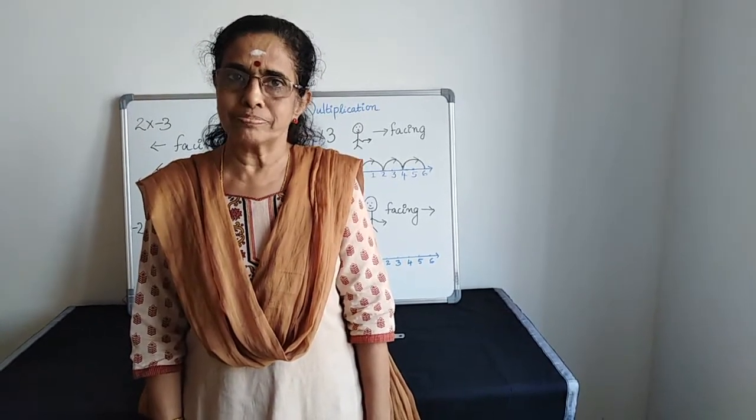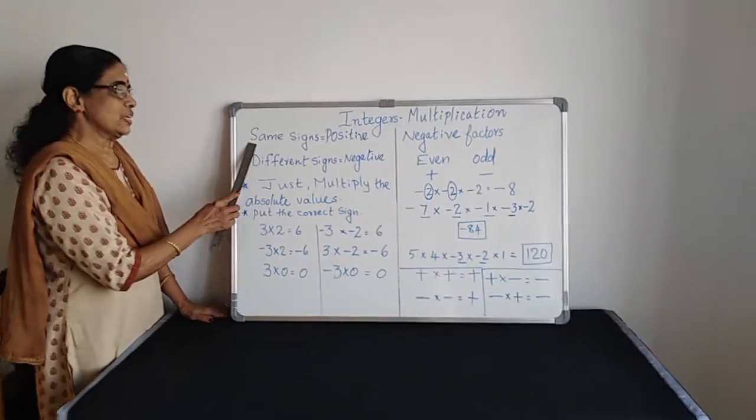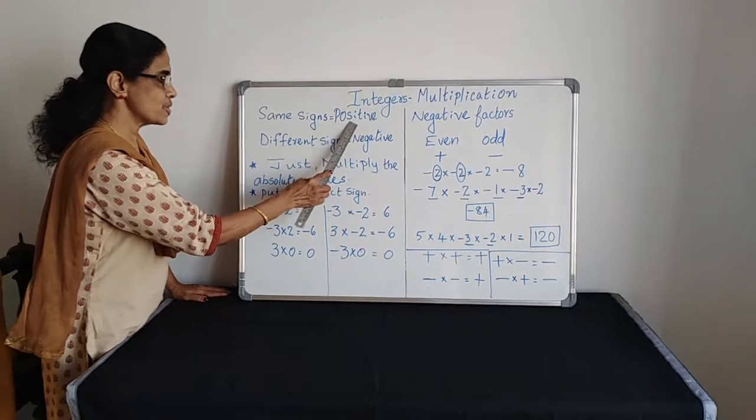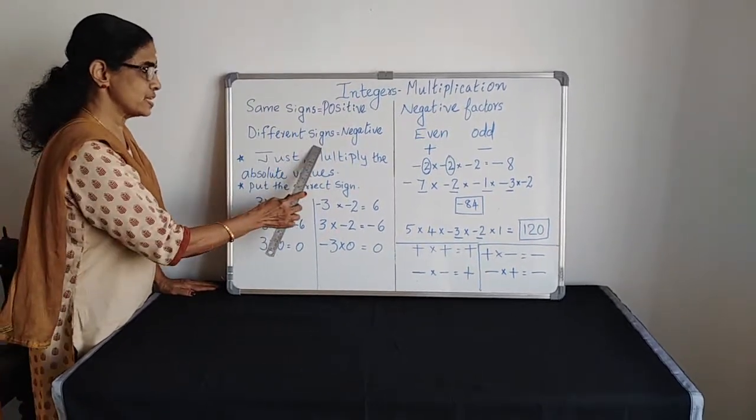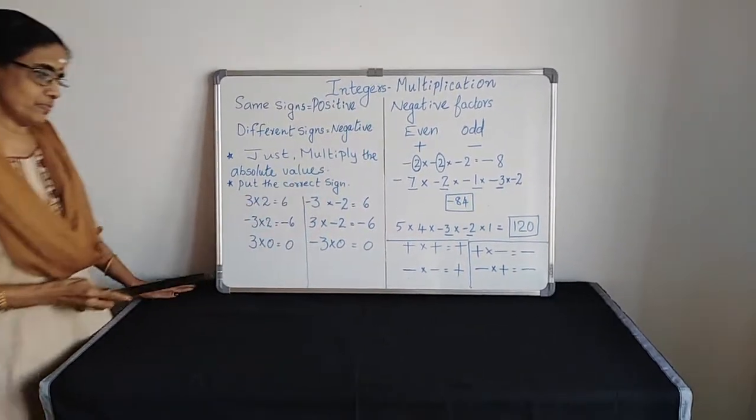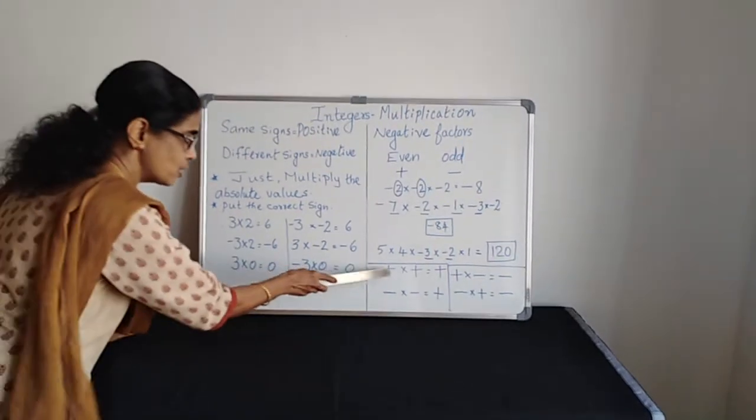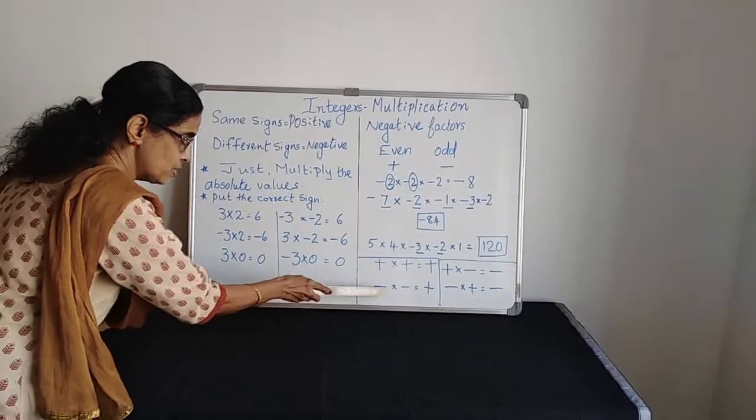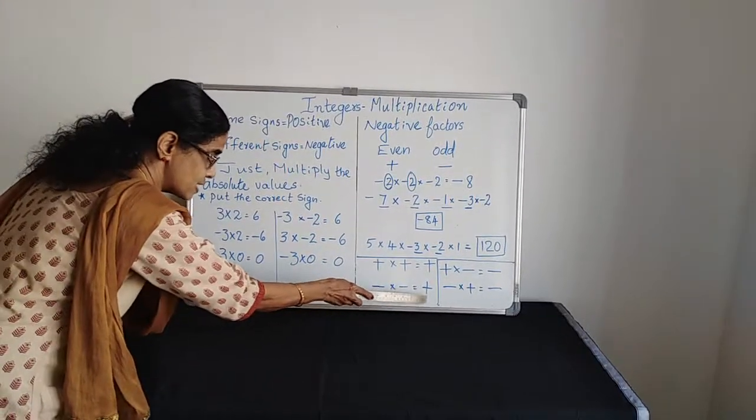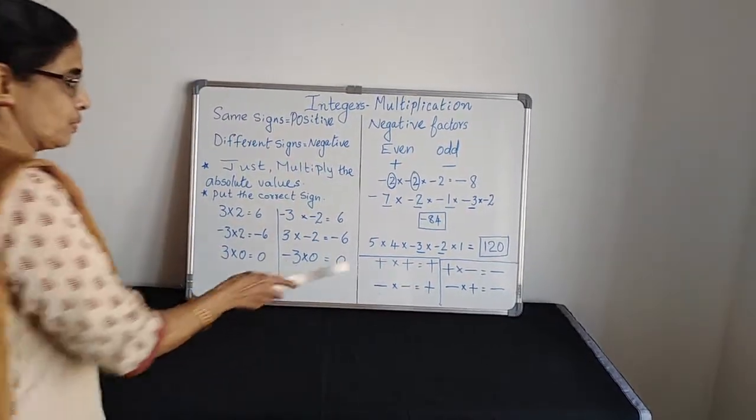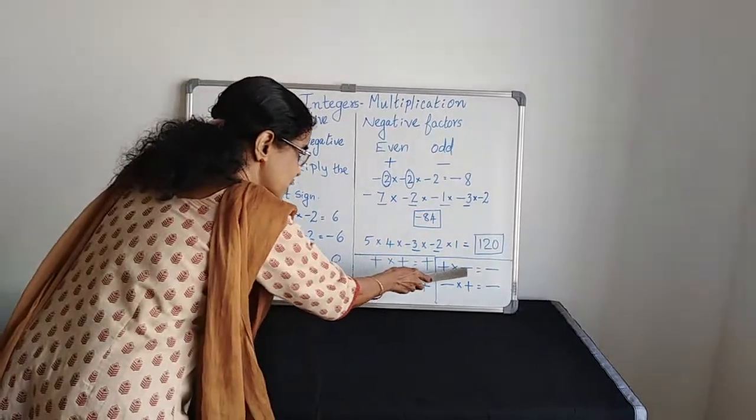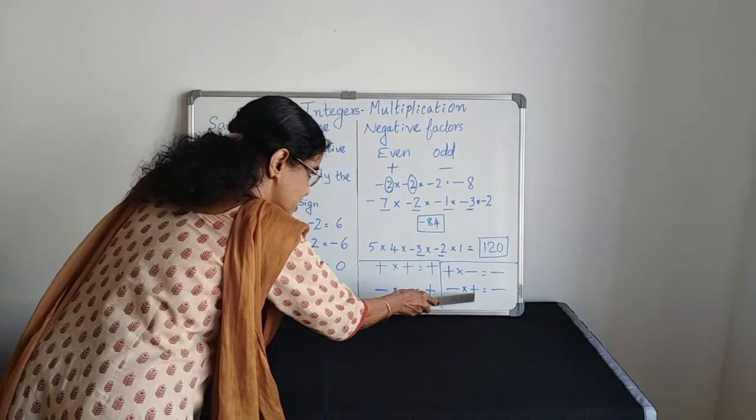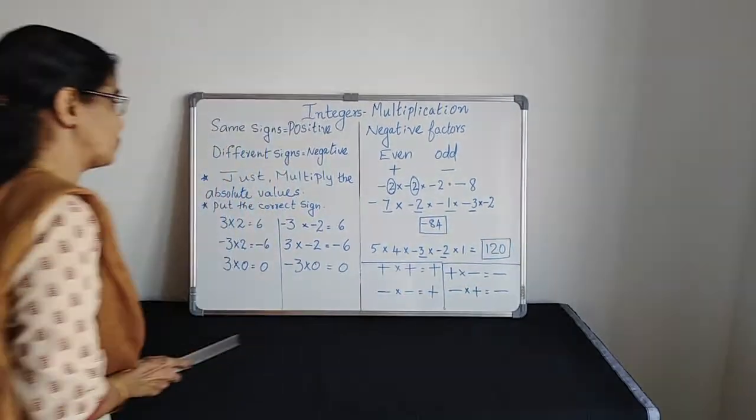Hope you understood the rules. If same signs, the result is positive. Different signs, the result is negative. Positive into positive, the result is positive. Negative into negative, the result is positive. Positive into negative, the result is negative. Negative into positive, the result is negative.